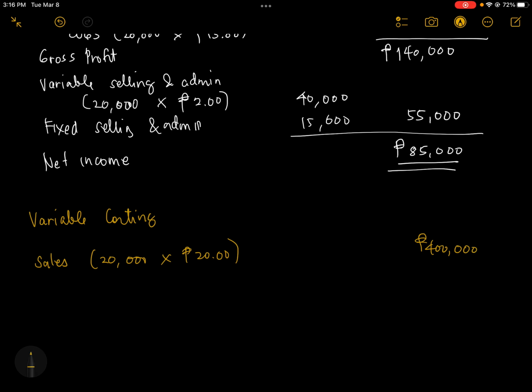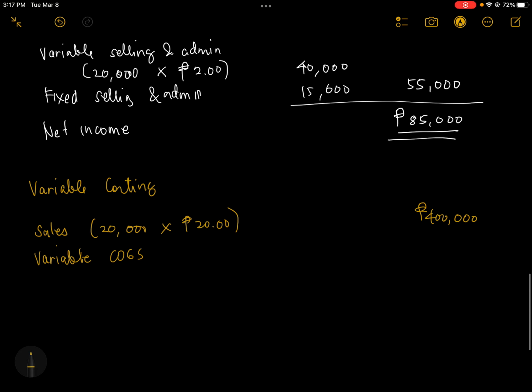And then, because this is variable costing, we will deduct the variable cost of goods sold. How is that computed? Since it is also a cost of goods sold, the inventory on January 1 also comes in here, which is 0. Then the variable component of our cost of goods manufactured.